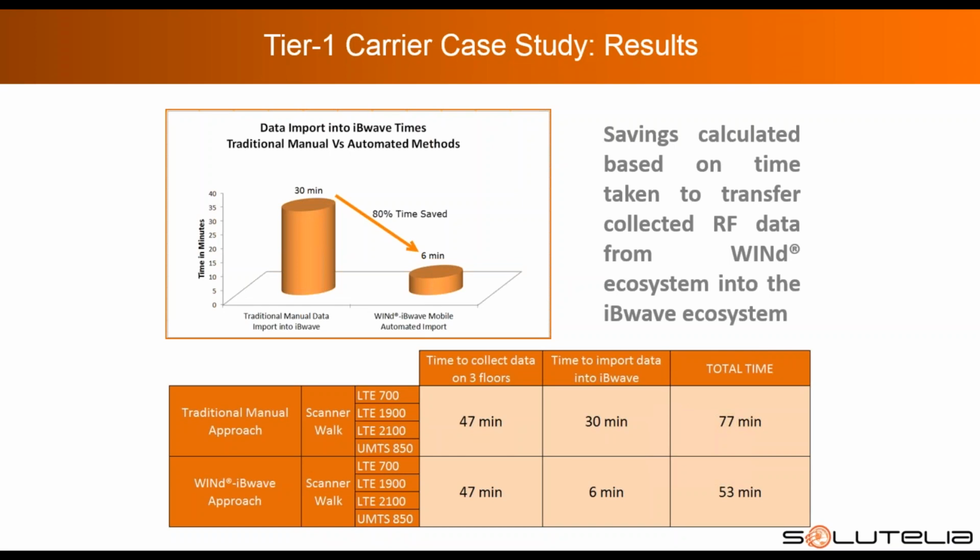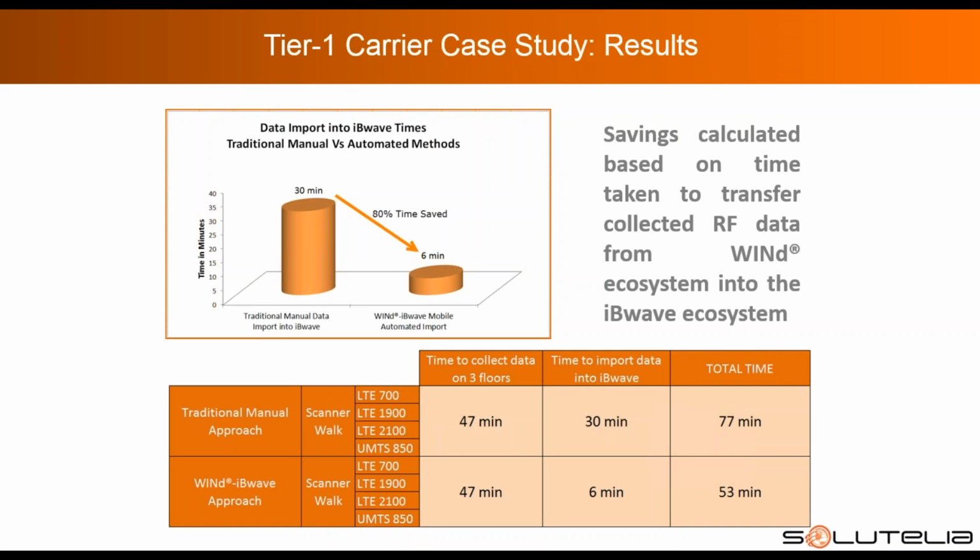As you can see, it took us 47 minutes to walk 3 floors where the data had to be collected. We had to respect that 1-hour time frame that was given to us to complete this data collection. The scanner was collecting, as I mentioned earlier, LTE 700, 1900, 2100, and UMTS 850 bands. In the traditional approach, the CSV raw data files that we received from the walk test were separated by band and floors, and they all have to be imported separately into iBwave, as Guillaume mentioned.